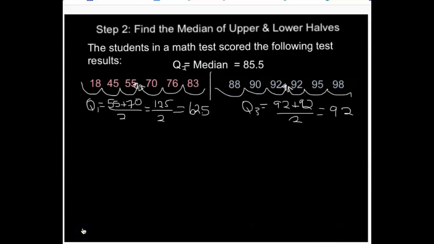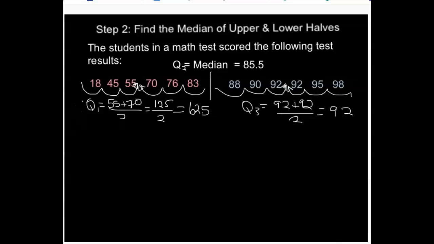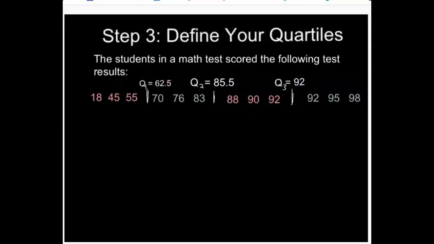So now we know our Q1, or first quartile, is 62.5, right in between the 55 and the 70. Our Q2, which is the same as our median, between the 83 and the 88 is 85.5. And our Q3 here between the 92 and the 92 is 92. I'm going to go ahead and rearrange this so we can really get a clear aspect of our 4 quartiles. So now it's pretty clear to see how I've rearranged, and I have 4 groups of 3 numbers each because I had 12 data points to start with.